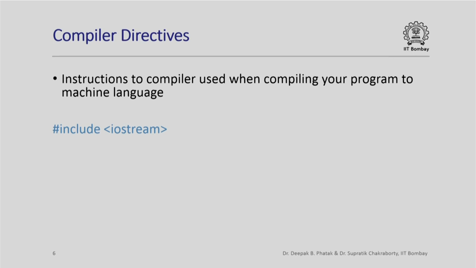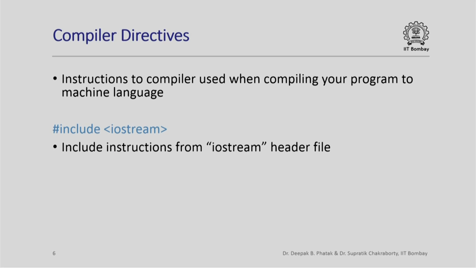So for example, if you look at hash include IOStream, this is basically telling the compiler to include some instructions that are already saved in a header file called IOStream. Header files often contain useful instructions that are used by various programs. So we collect all of these useful instructions and put them together in a header file, and then we include such compiler directives as hash include IOStream in our program files to basically tell the compiler, please go ahead and include the instructions from the IOStream header file.